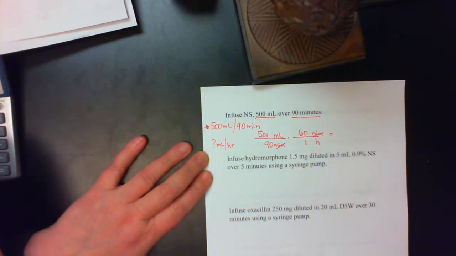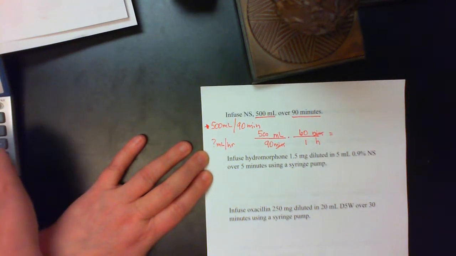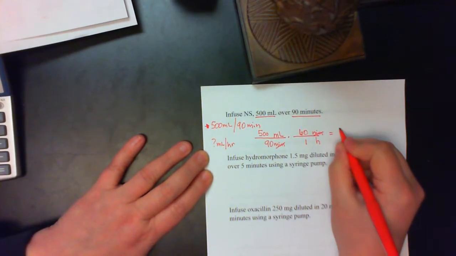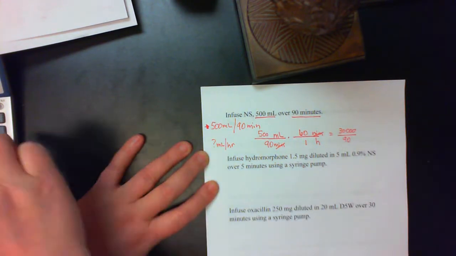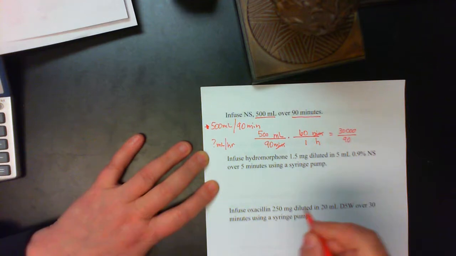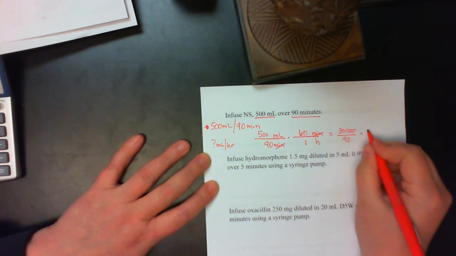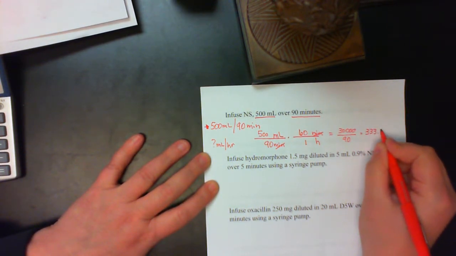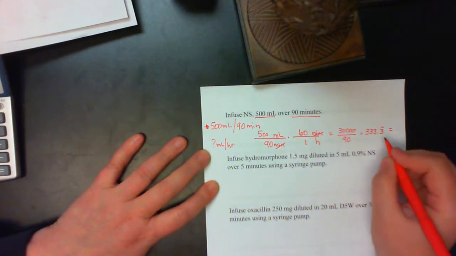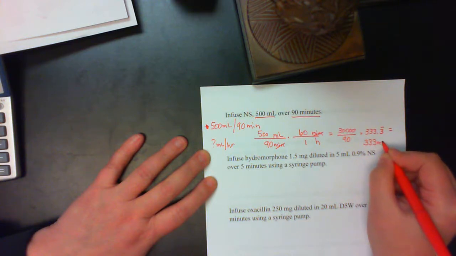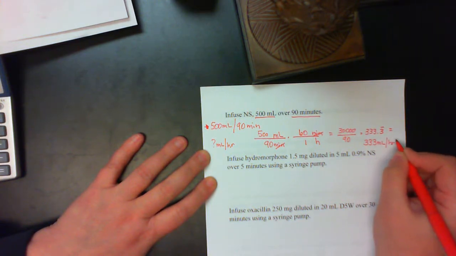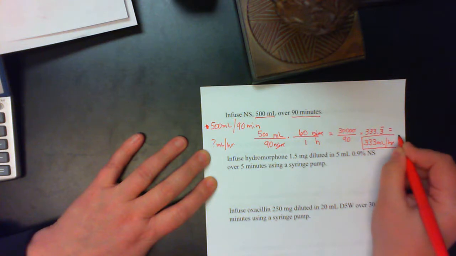leaving us with being able to cross out our minutes. So we have 500 times 60, which gives us 30,000 divided by 90, which gives us 333.3 repeating, and again, rounding this to the whole number is going to give us 333 milliliters per hour for our answer.